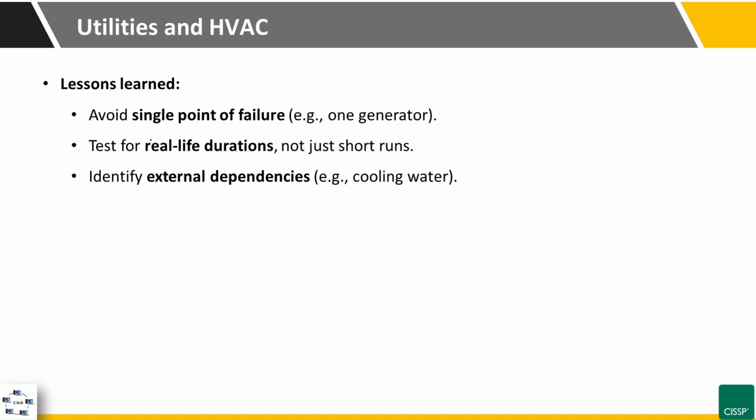What are some lessons learned? So avoid single point of failure. For example, never use a single generator. There should be at least two, so that if one generator fails, the other can be used to provide the necessary power. Test for real life duration, not just short runs, and identify external dependencies, for example, cooling water.